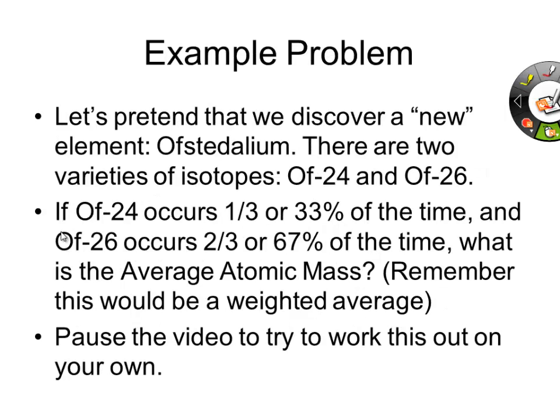So here's an example problem. Let's pretend that we discover a new element, austenitium. There are 2 varieties of isotopes, austenitium-24 and 26.